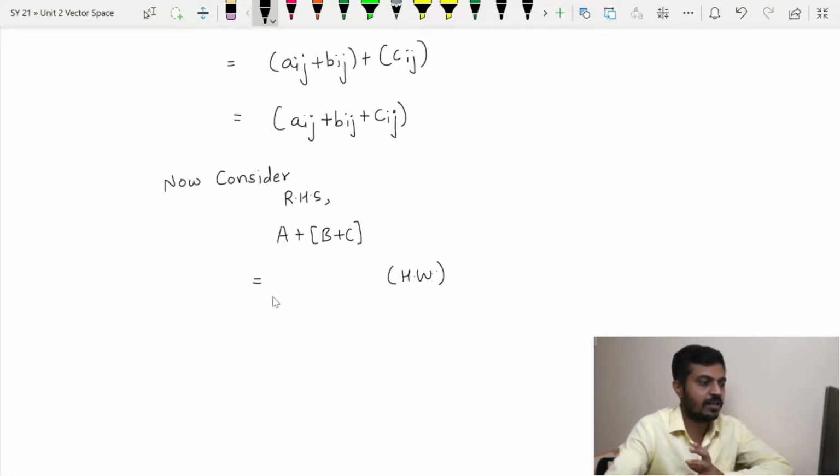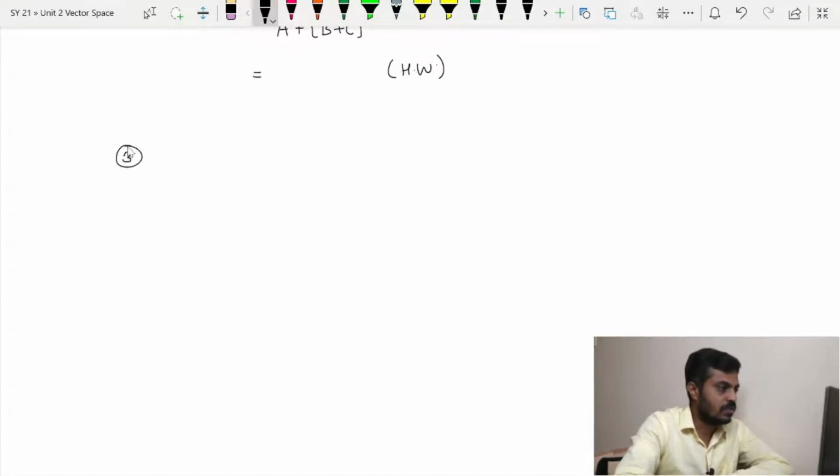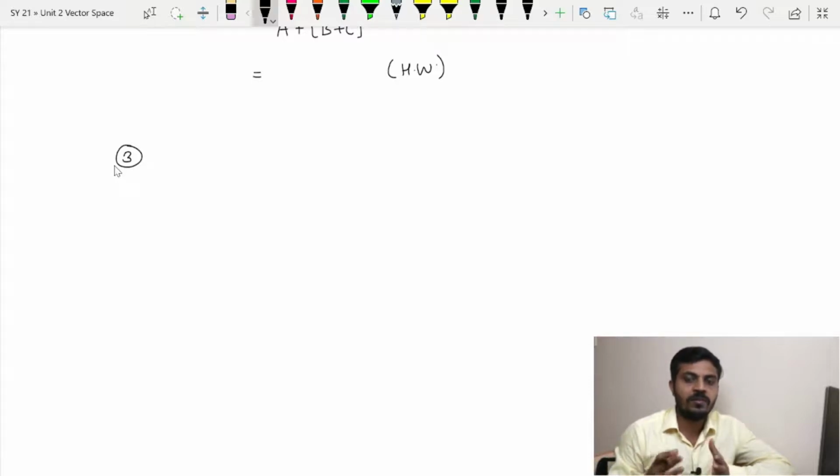It can be shown that the value of this is also this matrix Aij plus Bij plus Cij. Now we will jump towards the third property. Just recall, what is the third property saying? The third property is saying that there should exist 0 belonging to V such that u plus 0 should be equal to u for all u belonging to the vector space V.